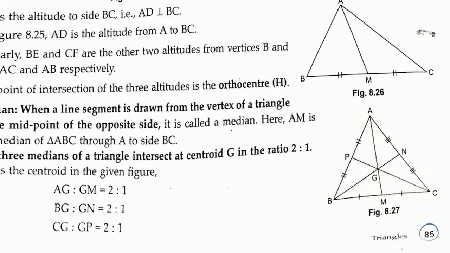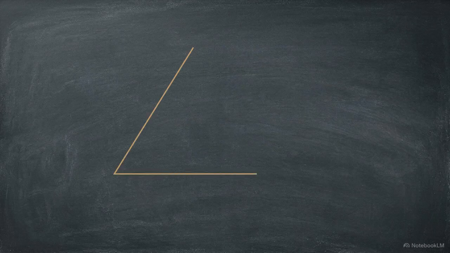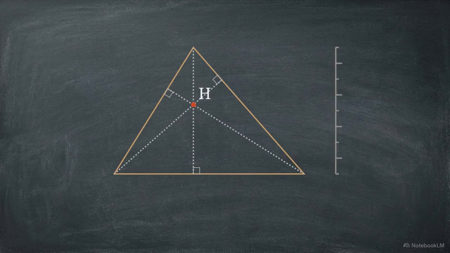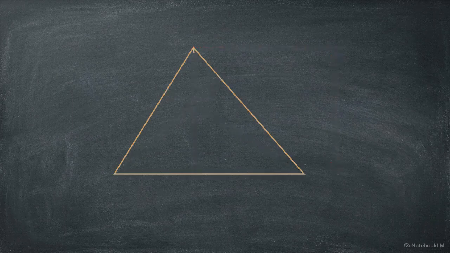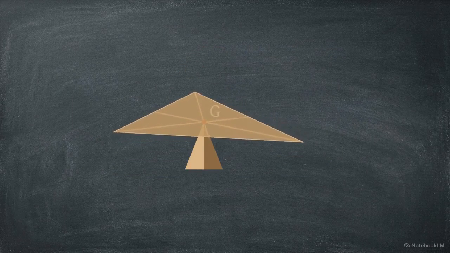The centroid has a crucial mathematical property. It divides every single median into a strict 2-to-1 ratio. You can see the equations printed right here. AG to GM equals 2-to-1. The orthocenter gives us the mapping for the extreme heights of the shape, but the centroid, by splitting those medians perfectly, gives us the center of mass and balance.